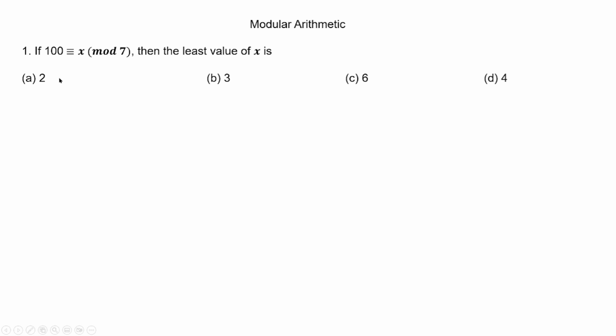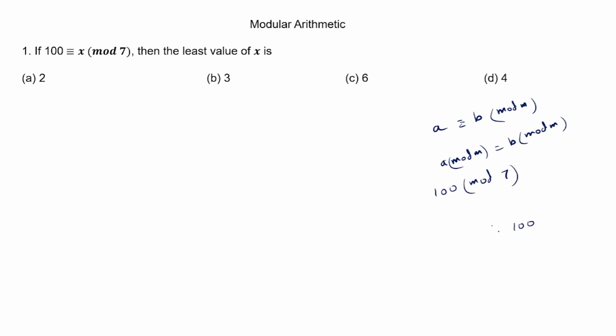The first question, if 100 congruent to x mod 7, then the least value of x is. So here we have to find the value of x for which 100 is congruent to x mod 7. Now we know that if a is congruent to b mod m, then a mod m is equal to b mod m. So if we are able to find 100 mod 7, then we will be able to find x. When we divide 100 by 7, the remainder is 2. So 100 mod 7 is equal to 2. So we have 100 congruent to 2 mod 7. So the value of x is 2. So the correct option is option A, which is 2.